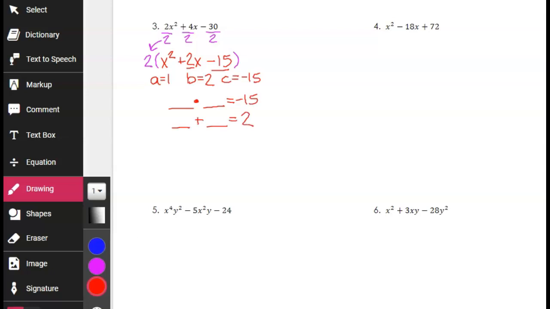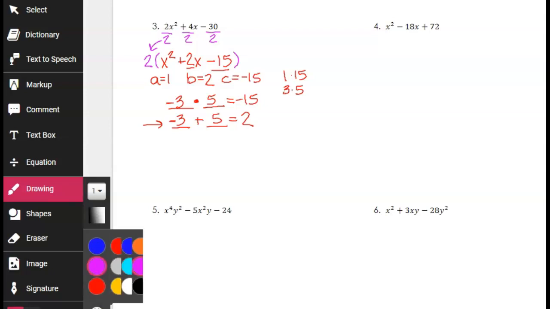So let's list the factors of 15. 1 times 15, 2 times nothing, 3 times 5, 4 times nothing, and then 5 times 3 just repeats. So my pair that works are 3 and 5. However, if the product is negative, one of my numbers needs to be negative. If I look at my second equation, my sum is positive 2, which means that the positive number needs to be the bigger number. So I'm going to leave 5 positive, and I'm going to make 3 negative.